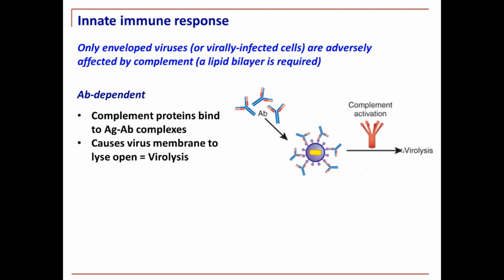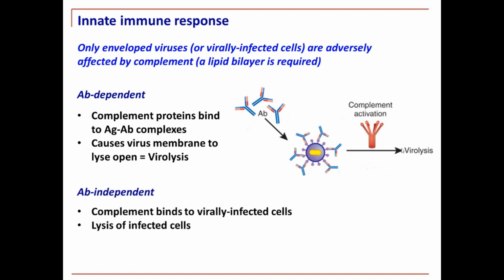virus, killing that virus. You've got the antibody-independent method, and that's where the complement binds to virally infected cells, and then that puts that complement-mediated hole into the plasma membrane of the infected cell, and you get lysis of the infected cell. So you've got the antibody-dependent and the antibody-independent methods.